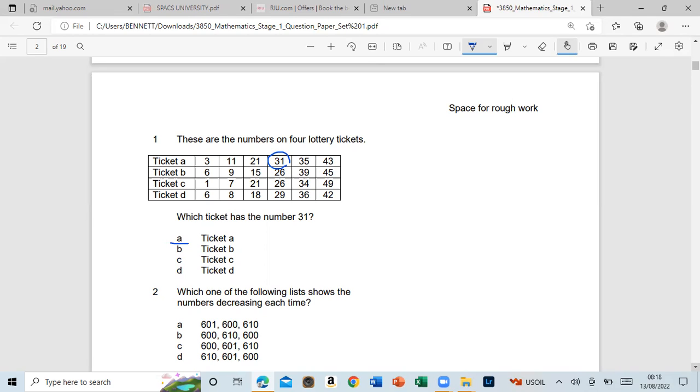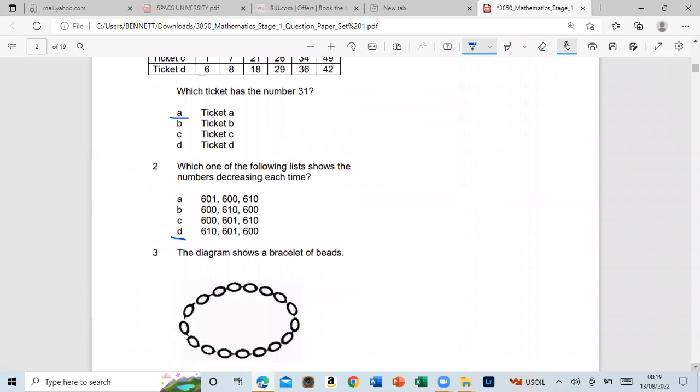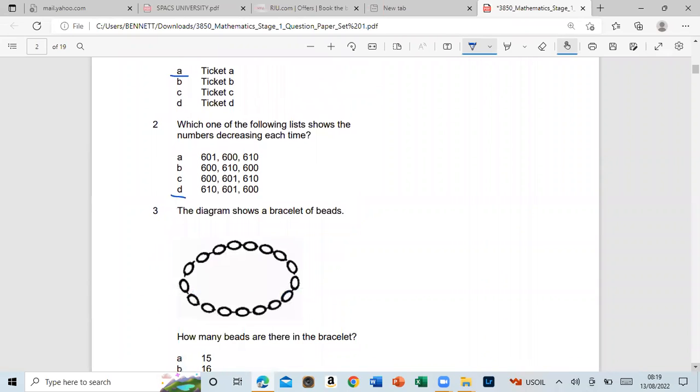What does the word decreasing mean? Oh, you said B or D. Which one? D, as in dog. Everyone agree with that? Yes, sir. So 610 will be the highest. Give me another name for decreasing. Less. I could say descending order, right?